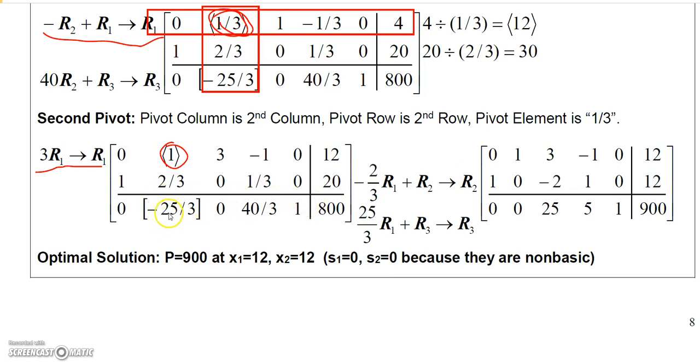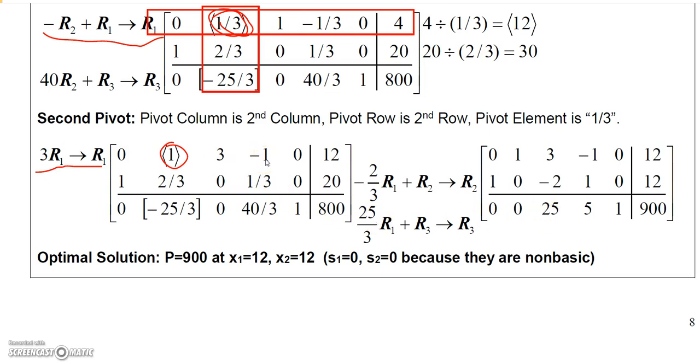And then I have to get rid of the negative 25/3, so I have to multiply row 1 by positive 25/3 and add to row 3. So let's do that. 25/3 times 0 plus 0 is 0. 25/3 times 1 plus negative 25/3 is 0. 25/3 times 3 is 25 plus 0 is 25.